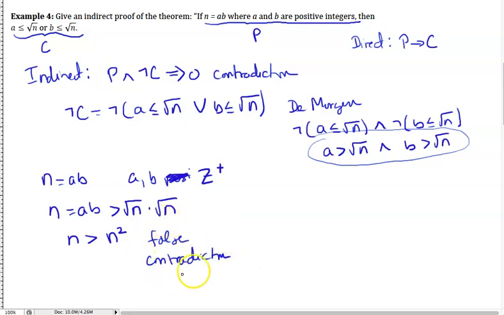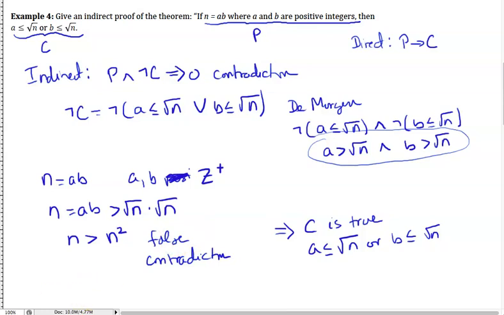That contradiction was arrived at because we assumed the conclusion was incorrect. Therefore, our assumption was wrong. That means the conclusion is true. So that means that a has to be less than or equal to square root of n, or b has to be less than or equal to square root of n. And that concludes the proof.